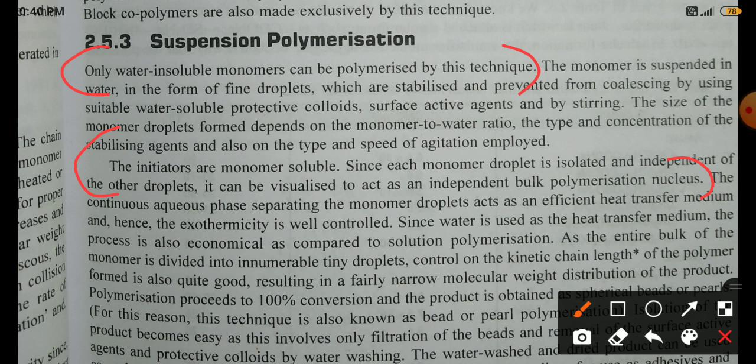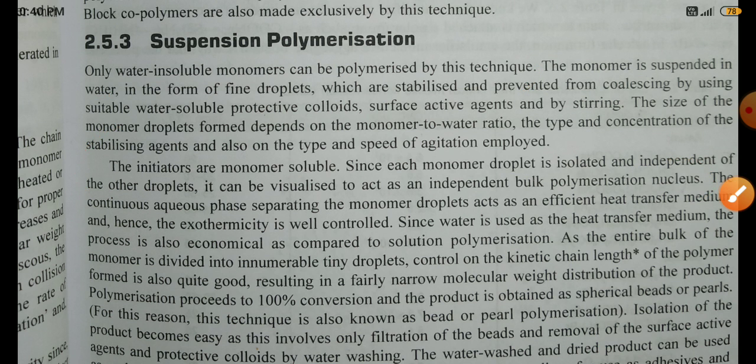And the initiators are monomer soluble, since each monomer droplet is isolated and independent of the other droplets. It can be visualized to act as an independent bulk polymerization nucleus. The continuous aqueous phase separating the monomer droplets acts as an efficient heat transfer medium, and hence the exothermicity is well controlled, since water is used as the heat transfer medium. The process is also economical as compared to solution polymerization, as the entire bulk of the monomer is also economical as compared to solution polymerization.